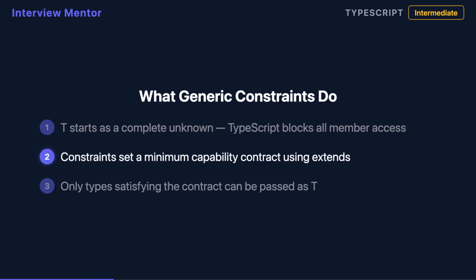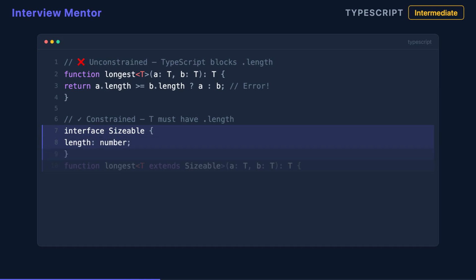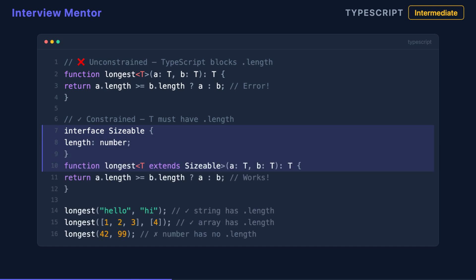You use the extends keyword to say T must at least have these capabilities. Any type that satisfies those requirements can flow through your generic function, and nothing else. Take this example, a function returning the longest of two items. Without a constraint, TypeScript blocks .length. It cannot guarantee T has it.